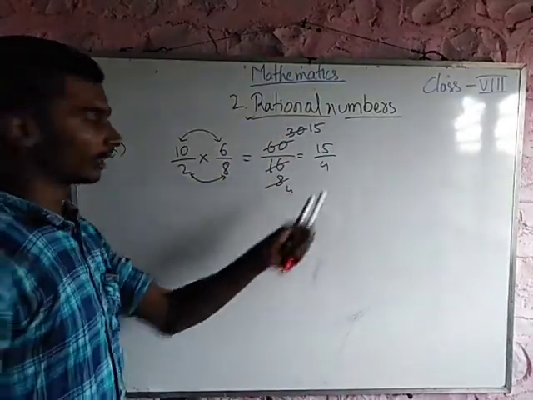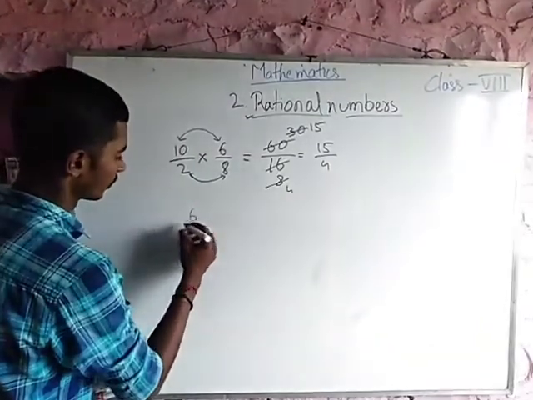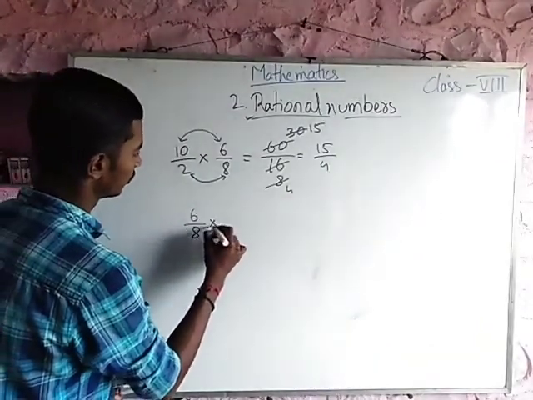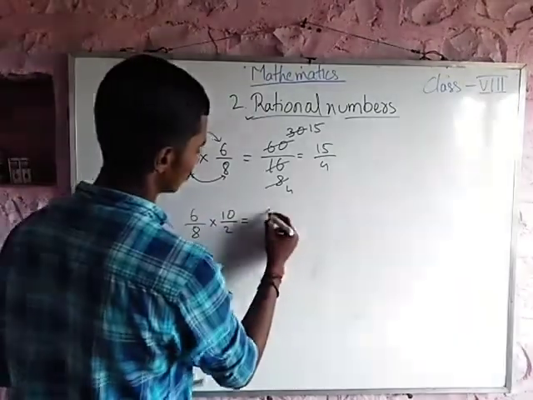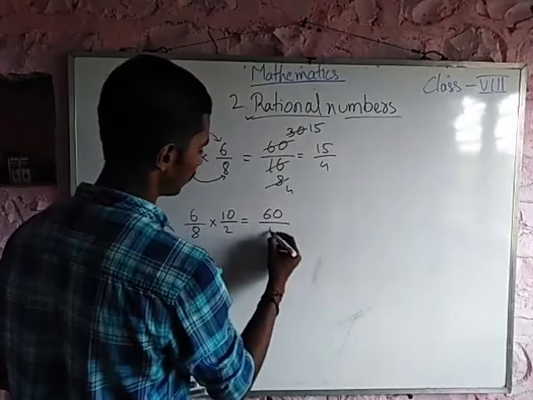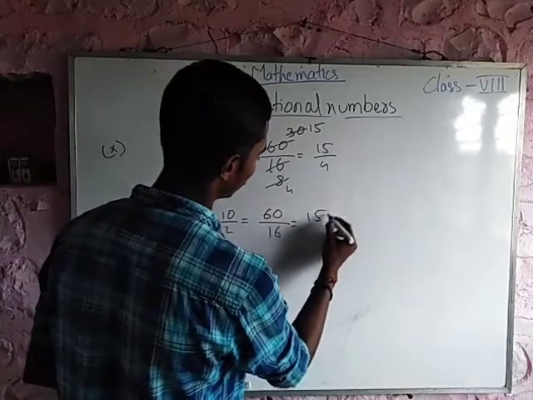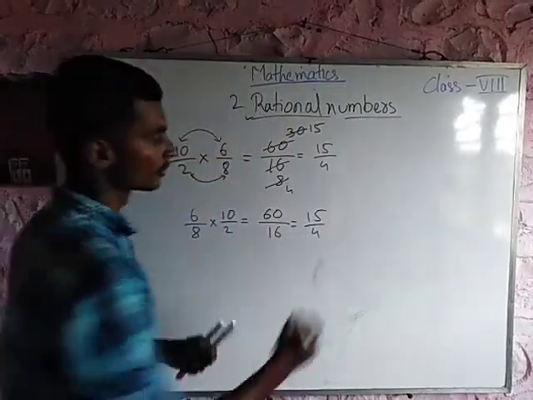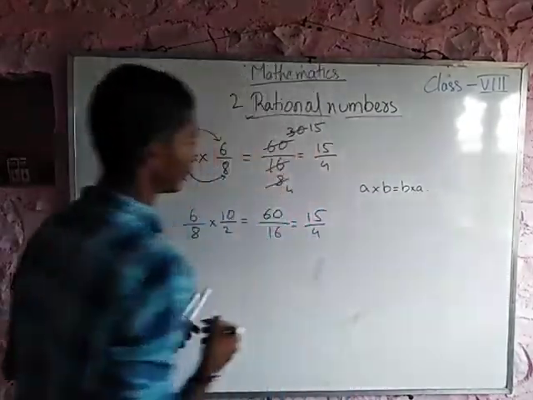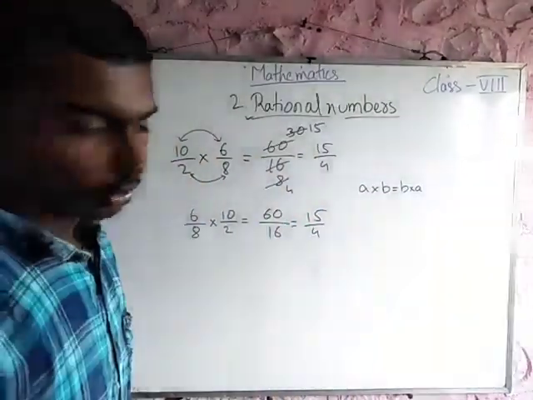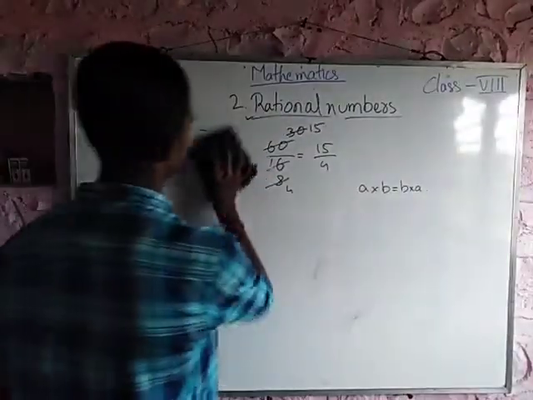Okay, with a into b I got some result. Now let me check if b into a is also same. 6 divided by 8 into 10 divided by 2. Okay, 6 10s are 60 divided by 8 2s are 16, again 60 by 16. So I will definitely get the same answer, that is 15 by 4. So a into b is equal to b into a with rational numbers. So what we can say, rational numbers are commutative under multiplication.